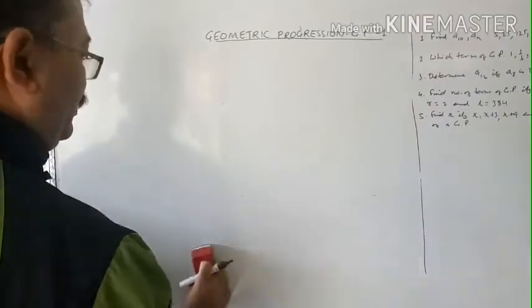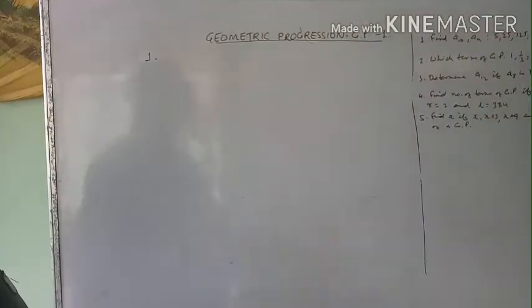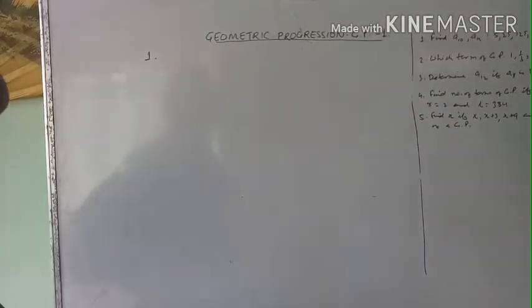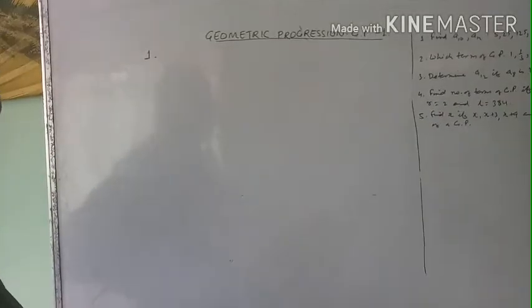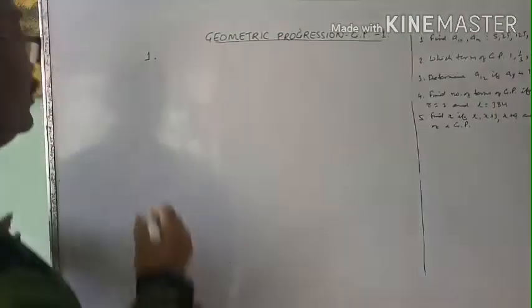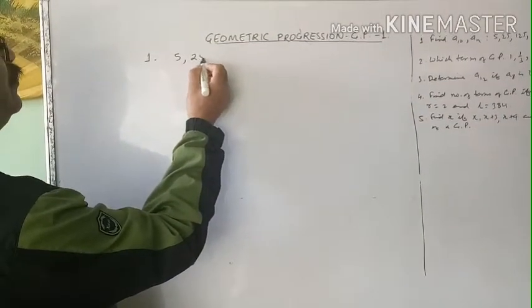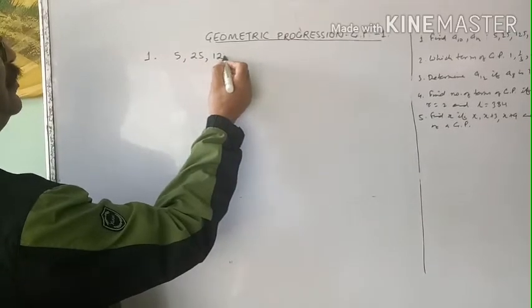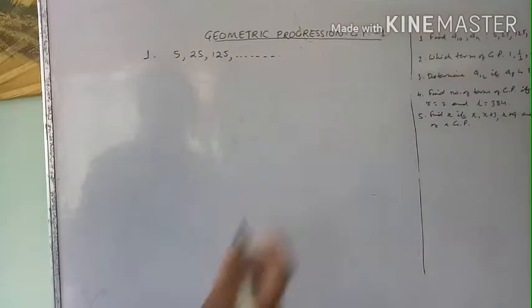Now let's take question number 1. This says find the 10th term and nth term of the GP 5, 25, 125, and so on. So you are given the series 5, 25, 125, and so on. We have to find the 10th term.